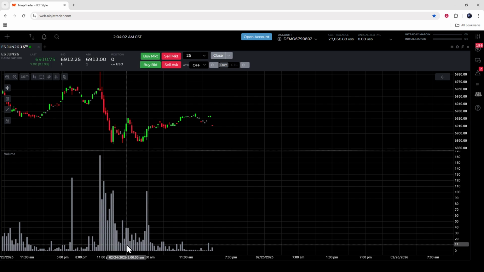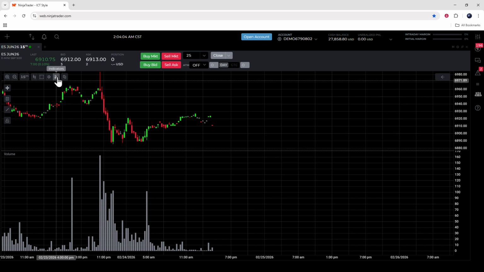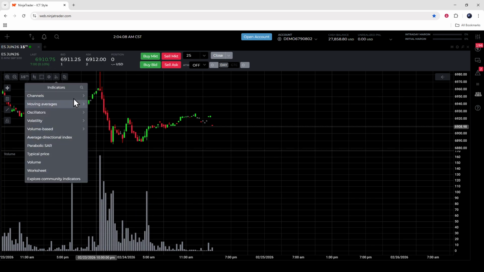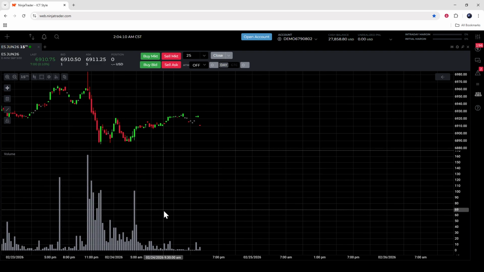You clicked Indicators, then clicked Volume, and your trading volume is now visualized on the chart in Trade Detector. The setup is complete and working.